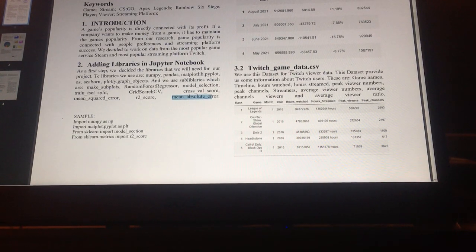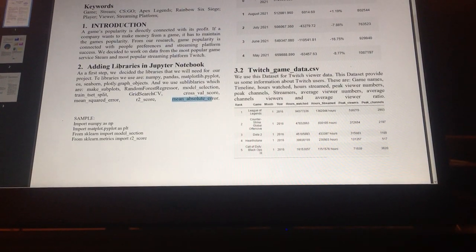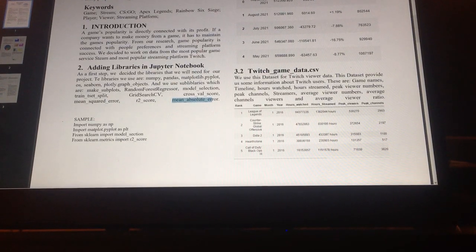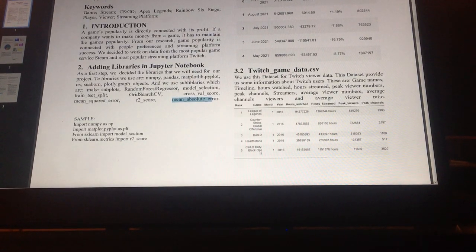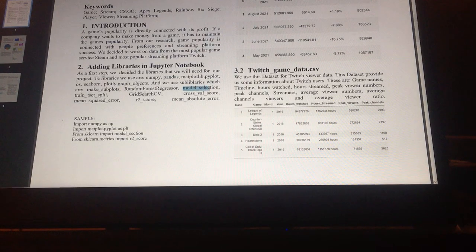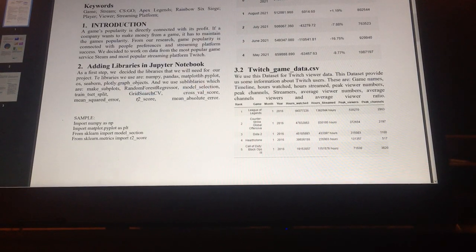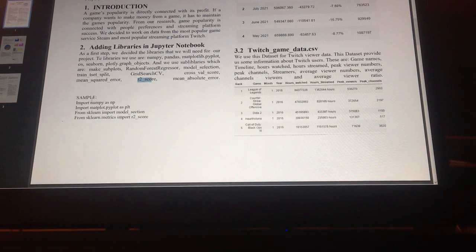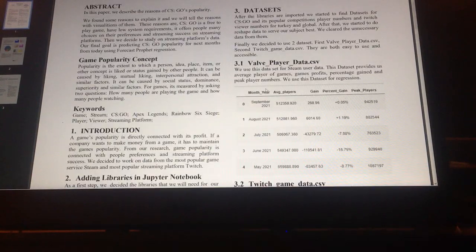First of all, we add the necessary libraries in Jupyter Notebook. We use well-known libraries such as NumPy, Pandas, Matplotlib, and sub-libraries such as model_selection, GridSearchCV, and R2 score. Here are some examples of them.